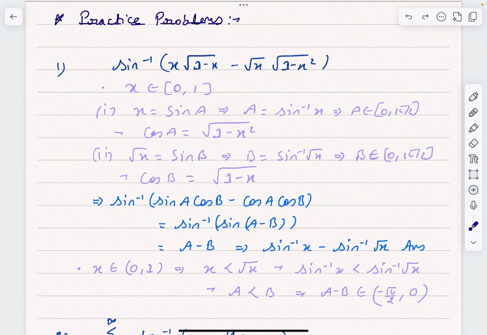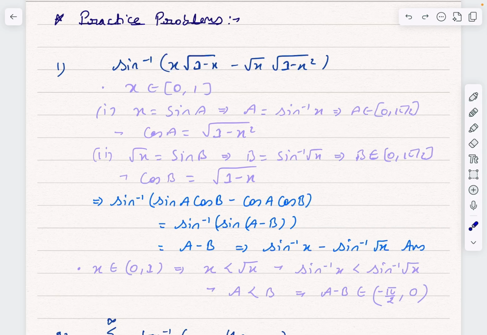Let's start the discussion now. First of all, if you see the common domain, this thing should be greater than 0, this thing should be greater than 0, this thing should be greater than 0. When you take everything, common values will be x from 0 to 1 only. So the domain is x from 0 to 1. Now we have similar kinds of things here. Here we have x, here we have root x.